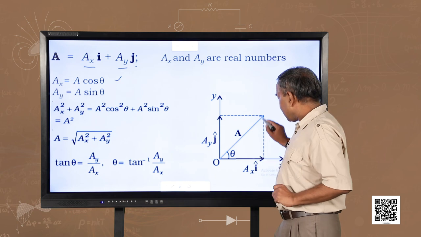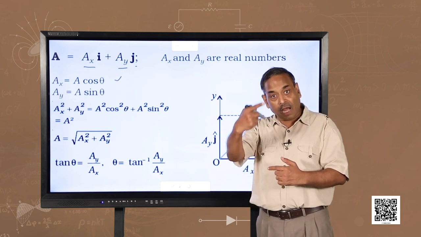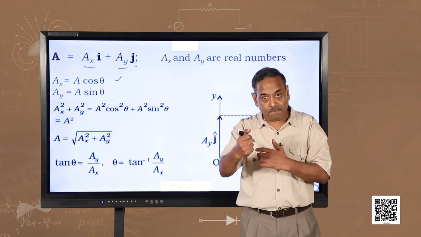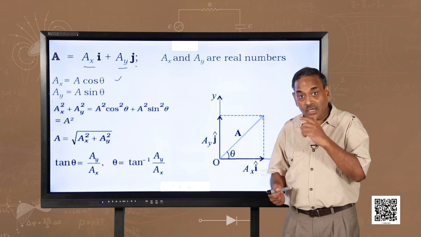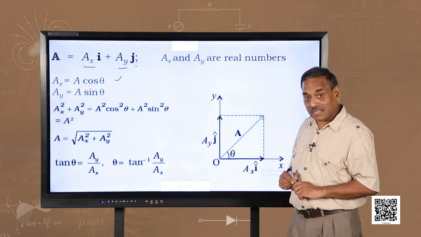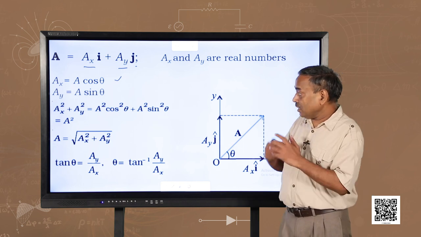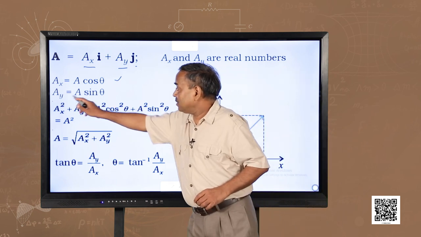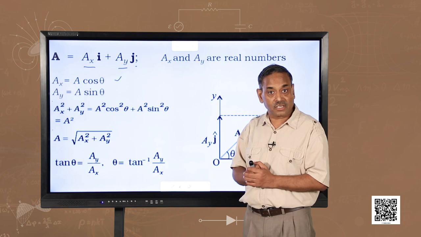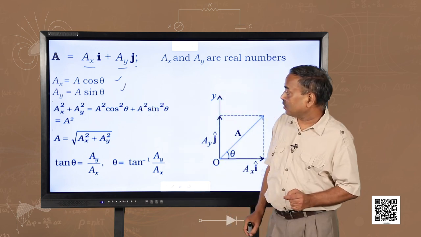What is cos theta in this diagram? Base divided by hypotenuse. Base divided by hypotenuse means AX divided by A, means AX is equal to A cos theta. Right. Similarly, what is sin theta? AY divided by A. So, AY is equal to A sin theta. Very simple trigonometric relation. So, this is how you are able to resolve it.